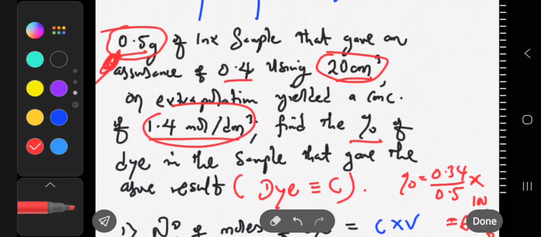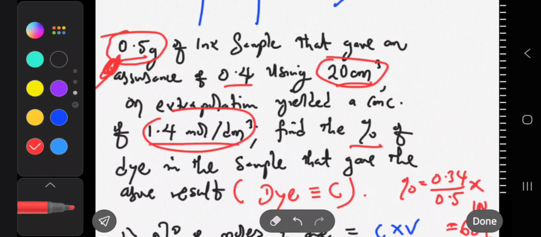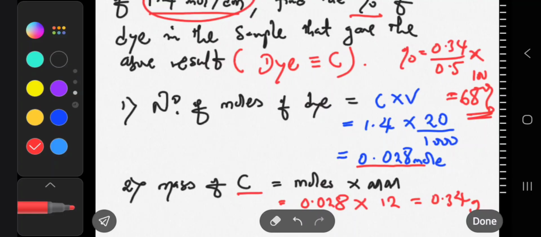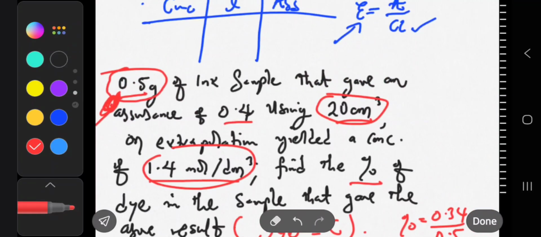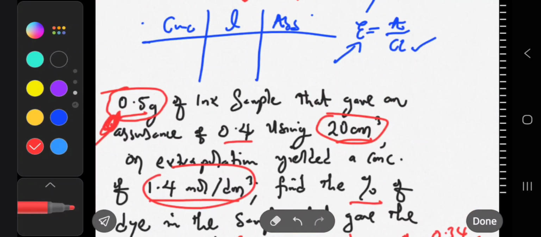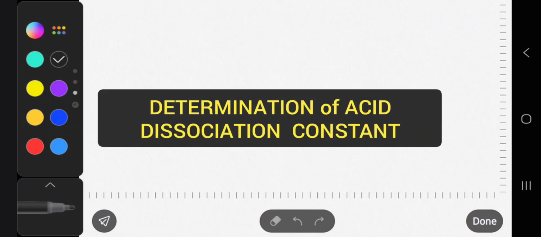You see, this is typically the application of Beer-Lambert's law to concentration, to volume, and all of that in a sample. The sample must not necessarily be a dye, it can be anything. All right, but you should know some of these things. Okay, let's look at the acid dissociation constant.